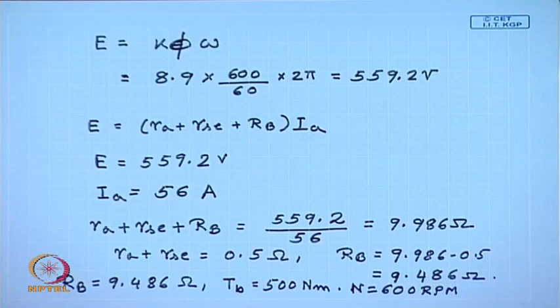If the speed goes down, the torque will also go down. Hence, in order to maintain a fixed braking torque, we will need to vary R B, which we have seen can be done using a chopper.